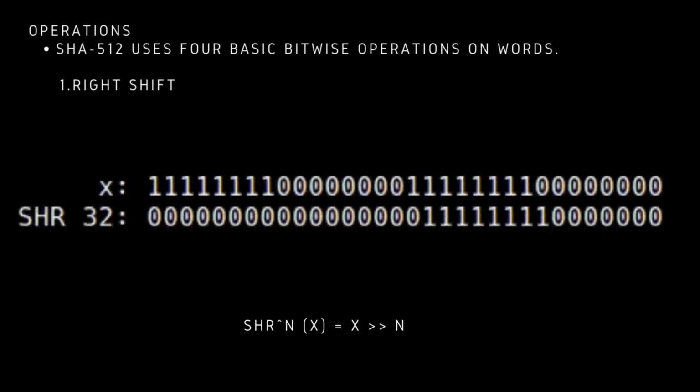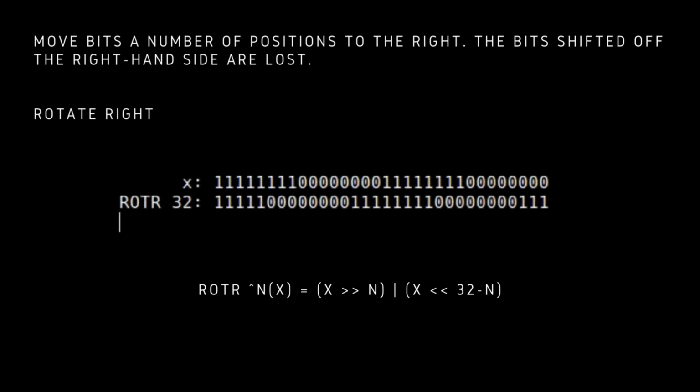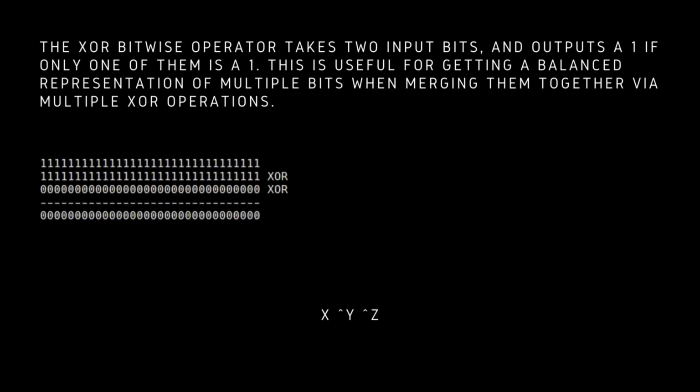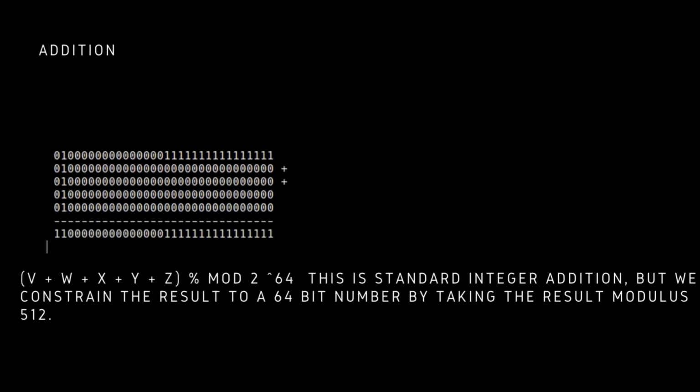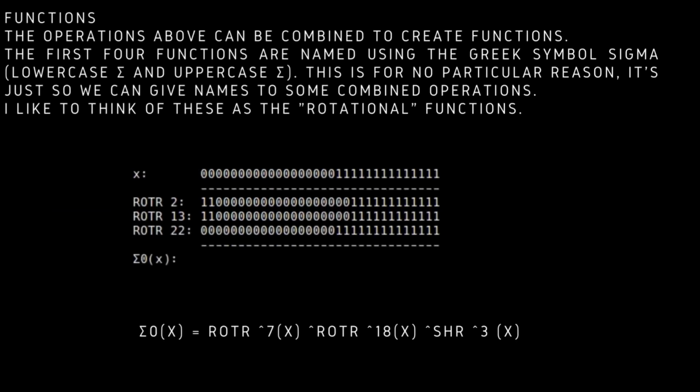The right shift involves shifting a specified number of bits to the right. The XOR bitwise operator outputs a 1 only if one of the input bits is 1, useful for balancing representations of multiple bits through XOR operations. The addition function adds significant bit chunks, followed by modular reduction to 2^32, creating a 64-bit number. These operations can be combined to form functions.